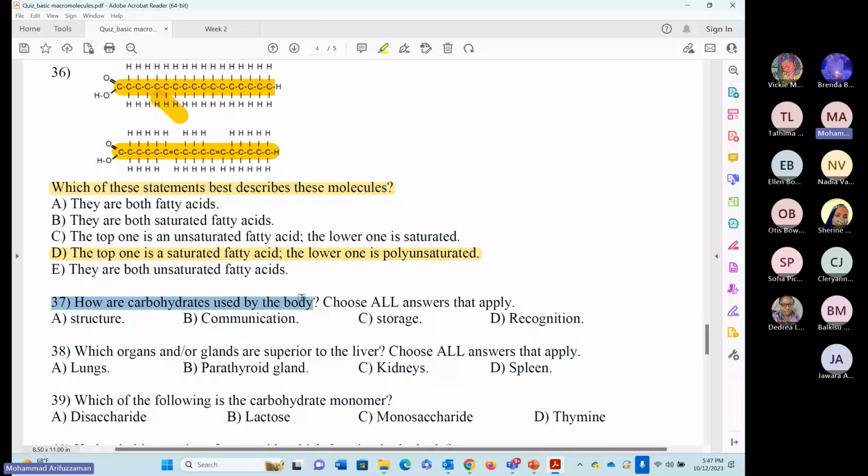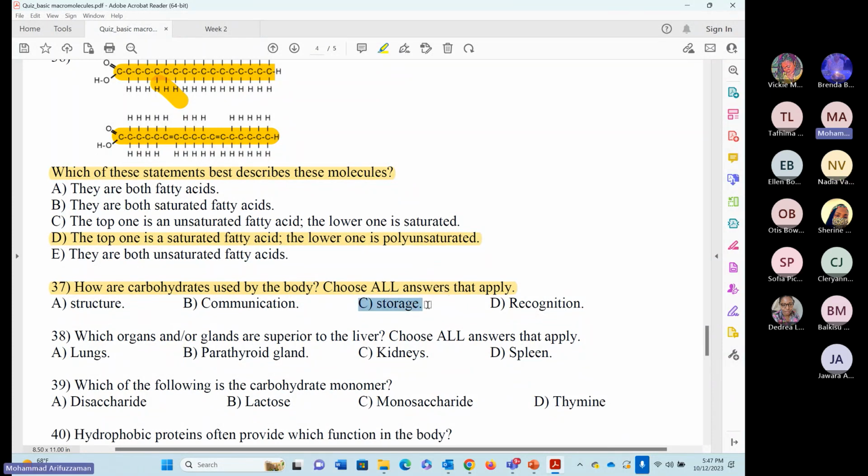How are carbohydrates used by the body? Choose all answers that apply. Storage. Structure. Communication. Yes, structure also helps in communication. Storage, recognition. All are correct. Yes, recognition, like communication, like glycolipids and glycoproteins. These are for recognition. Glycogen is the storage carbohydrate, and some form structures and also help in communication. So all are correct.